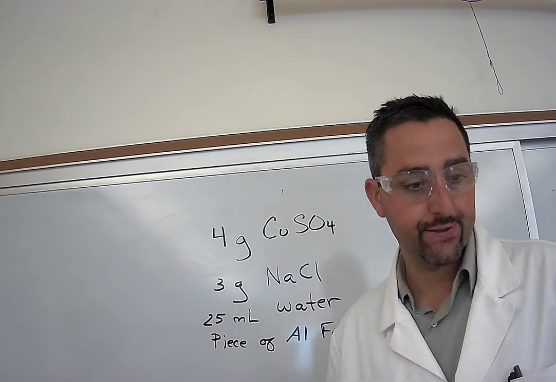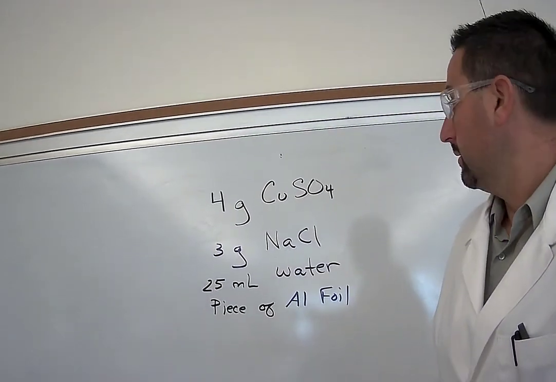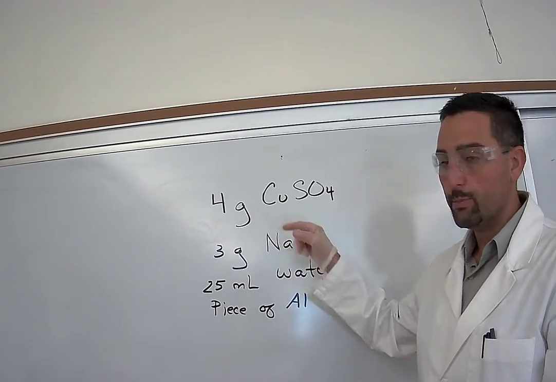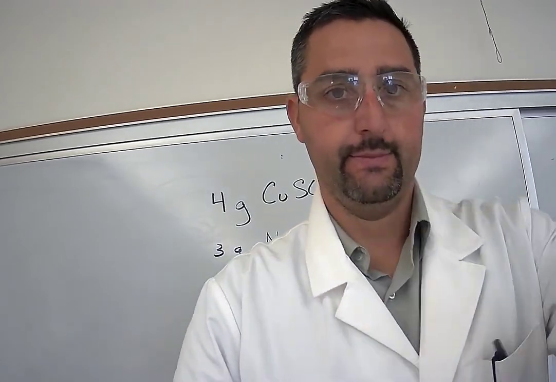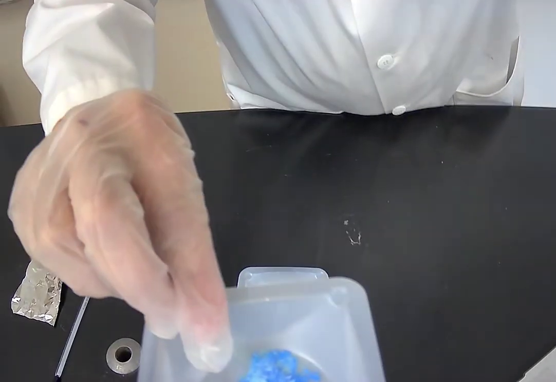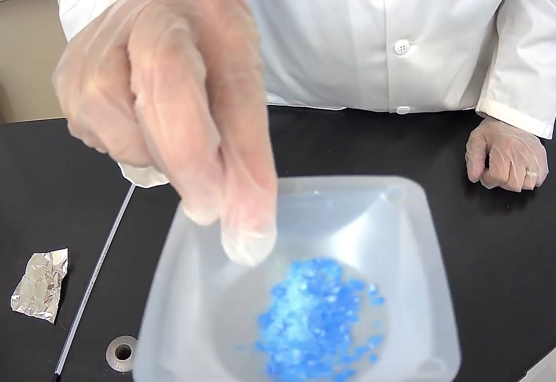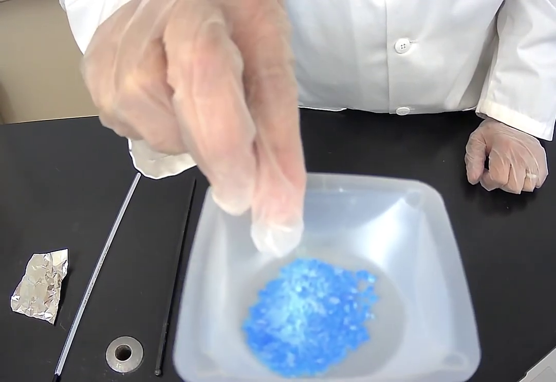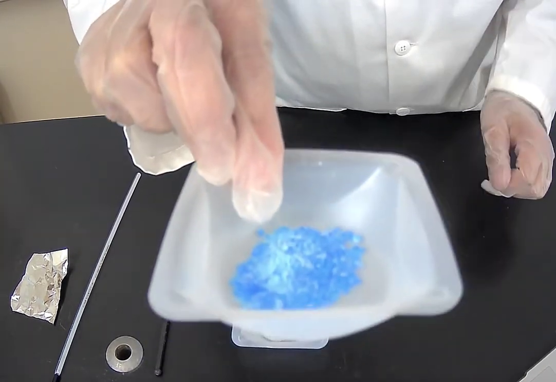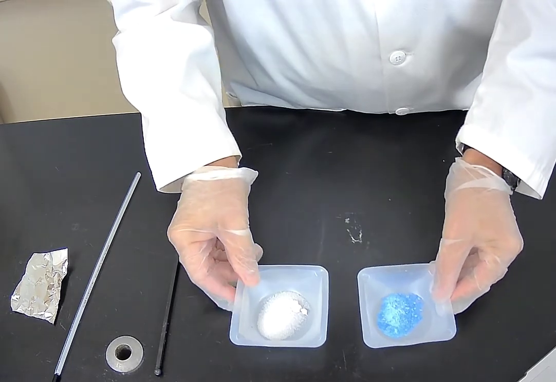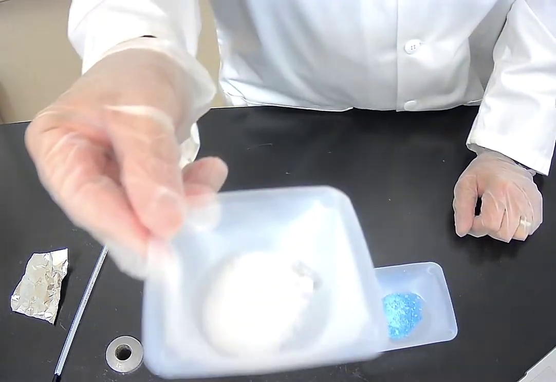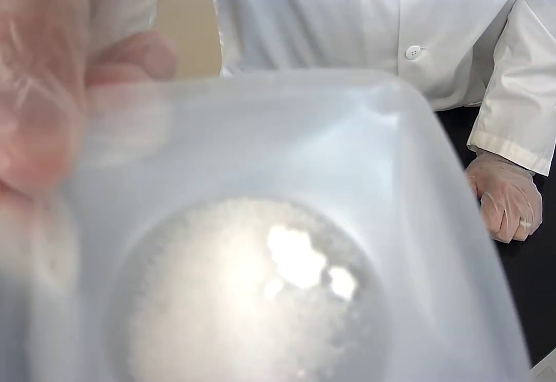So today what we have is 4 grams of copper 2 sulfate. This is a blue crystal. It's obviously in the solid phase, so there's 4 grams of that. We also have 3 grams of table salt, a white crystalline solid.